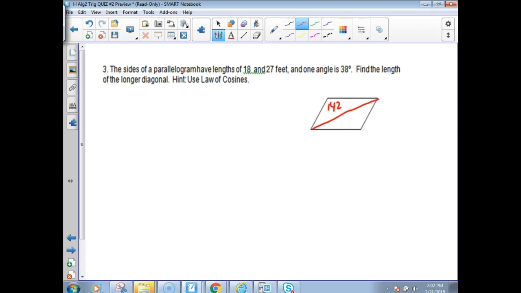And now I'm going to draw in what I want to find. The sides are 18 and 27 of the parallelogram. So we can do x squared is equal to adjacent side 18 squared plus adjacent side 27 squared, minus 2 times 18 times 27 times the cosine of 142.